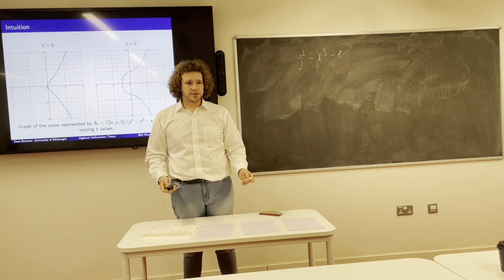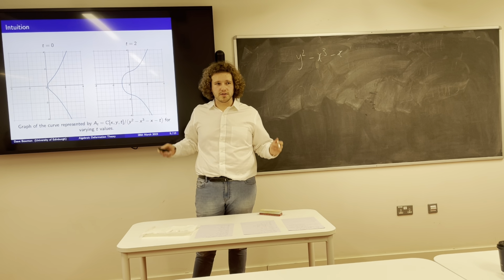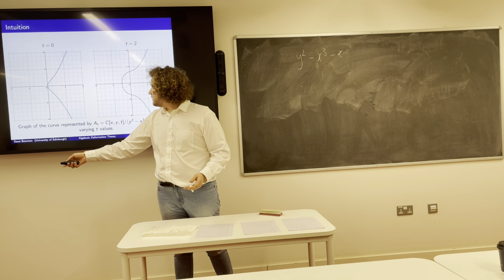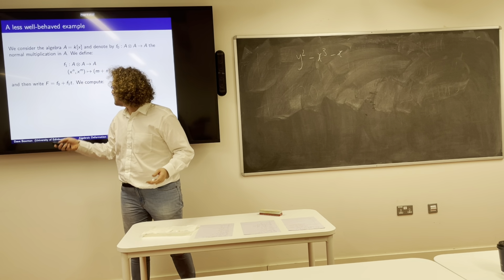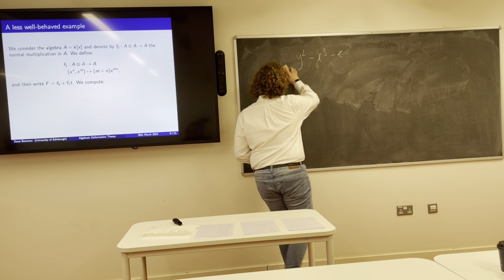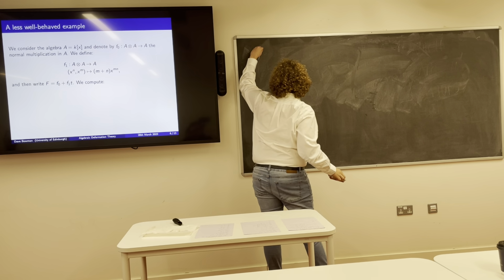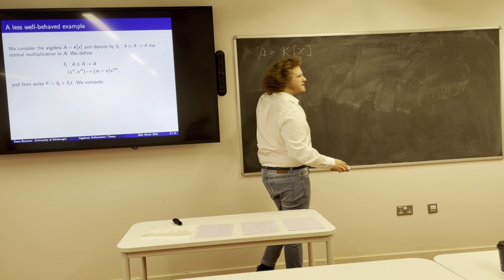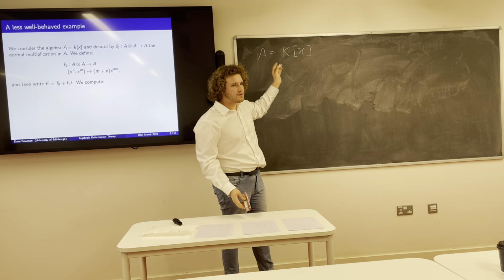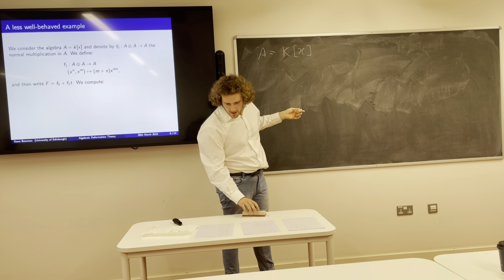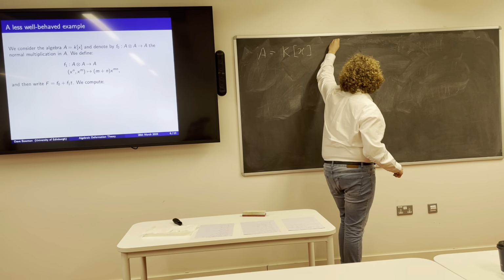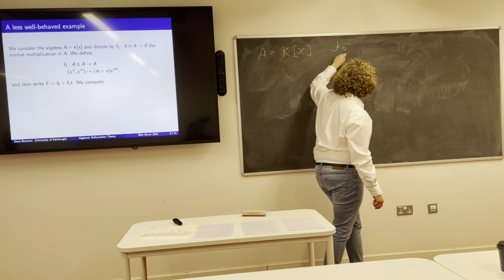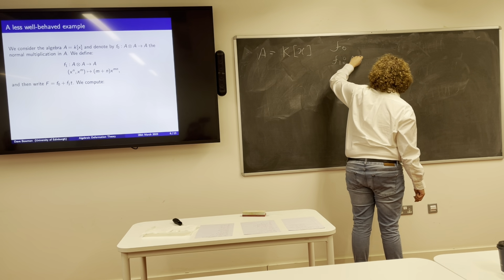Okay. Then we can also consider less well-behaved examples, and what we're about to do will lead us towards why the subject can be quite difficult. So we're going to stick to a relatively simple example. So we have the algebra, I suppose K is a field, K is always a field. So we have the polynomials over K, and then we take F0 to be its usual multiplication, and then we define F1 as follows.